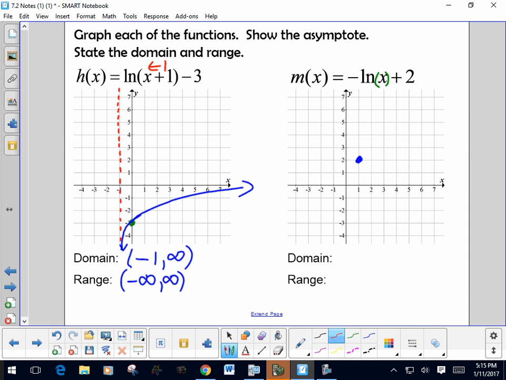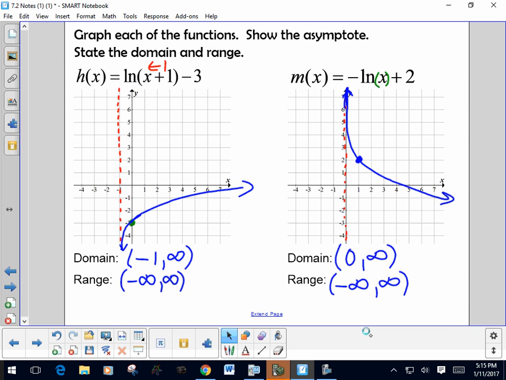The asymptote is at 0. It didn't shift left or right. It just shifted up 2. So our function sort of comes down and over. The domain here is from 0 to infinity, and the range is from negative infinity to infinity.